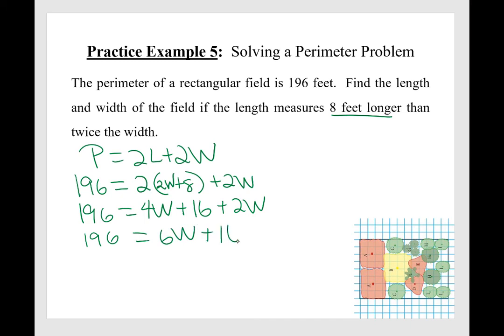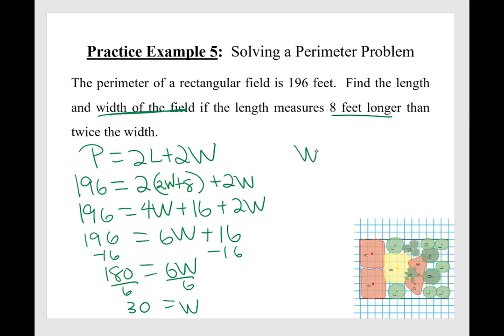So there is the simplified equation that I'm looking for, and then I'm going to subtract 16 from both sides to isolate that variable term, and then I'm going to divide both sides by 6 to isolate the variable itself, and 180 divided by 6 is 30. All right, so w equals 30. So that tells me the width of the field. So the field width is 30 feet.